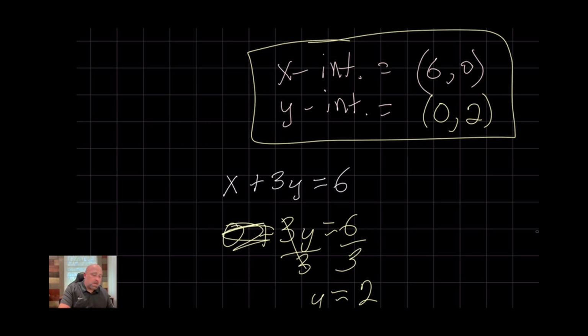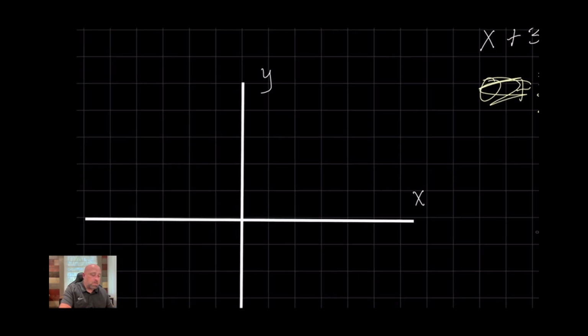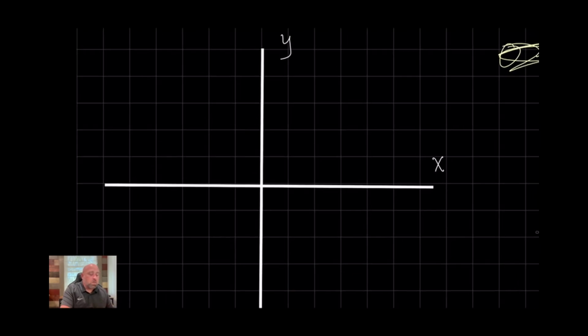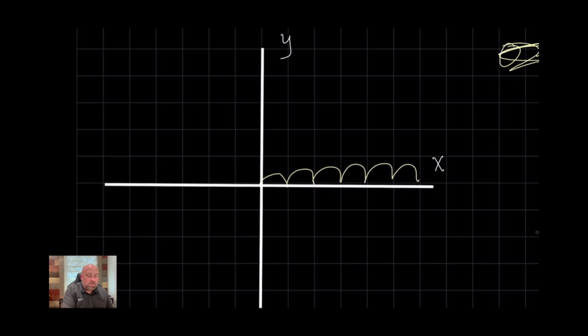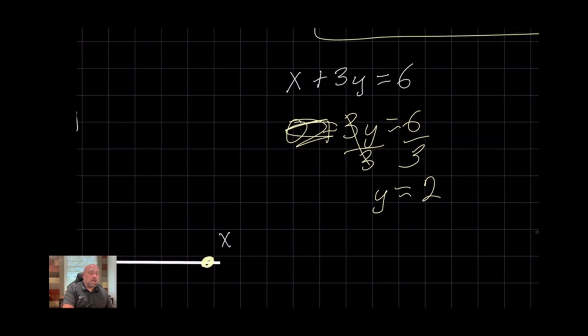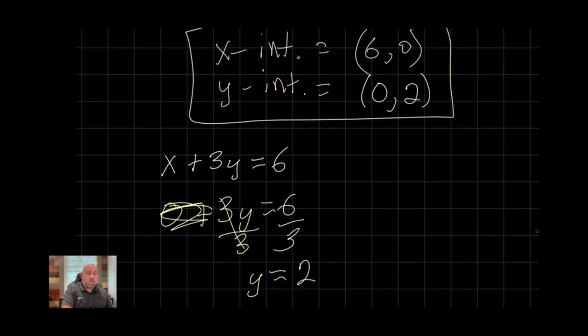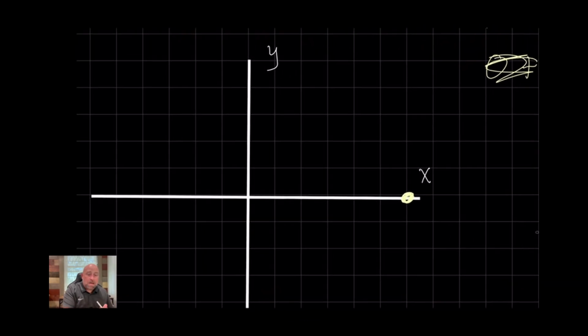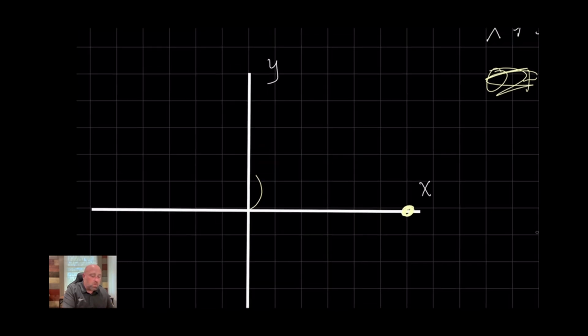So x-intercept is 6, 0. So we'll come back over here and we'll find 6, 0. 1, 2, 3, 4, 5, 6 right here, and 0. So in other words, we don't move off of this line right here. Okay. And then the other one is going to be 0, 2. So this is our y-intercept. So we're not moving on the x, but we're moving up 2 on the y. 1, 2. So right there. And there's our 2 points.